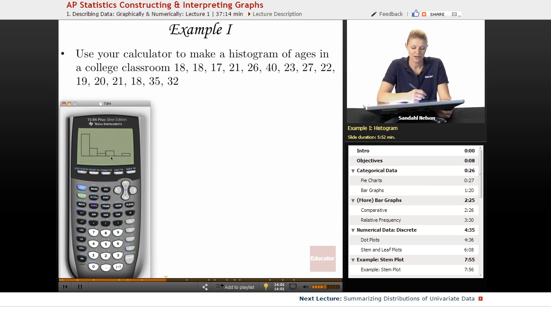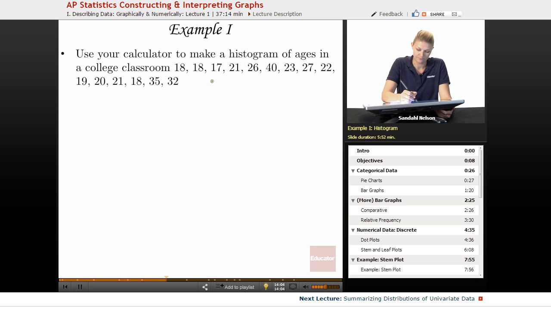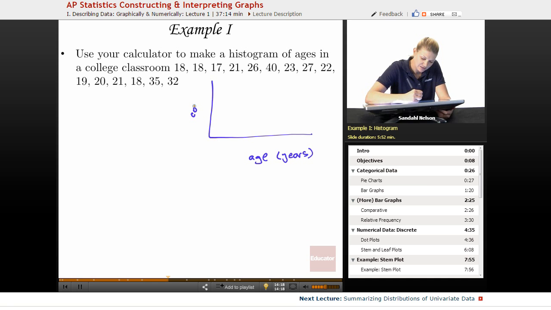So we can kind of trace this histogram even. So we know that this is age, right? You're always going to have to label your axes. So we'll say age, and then you always want to put your units. So age in years, and then this is the count.